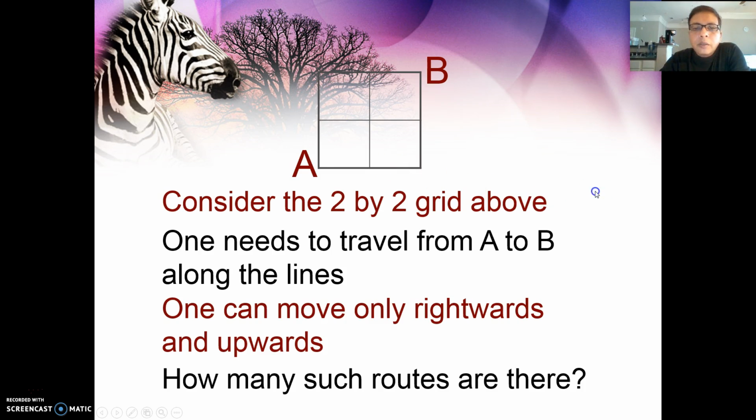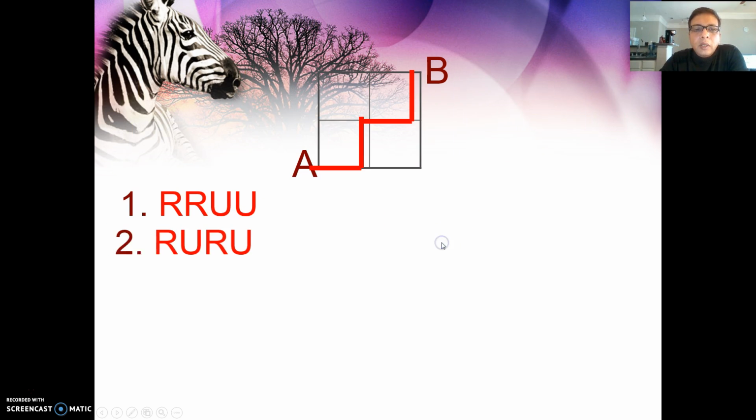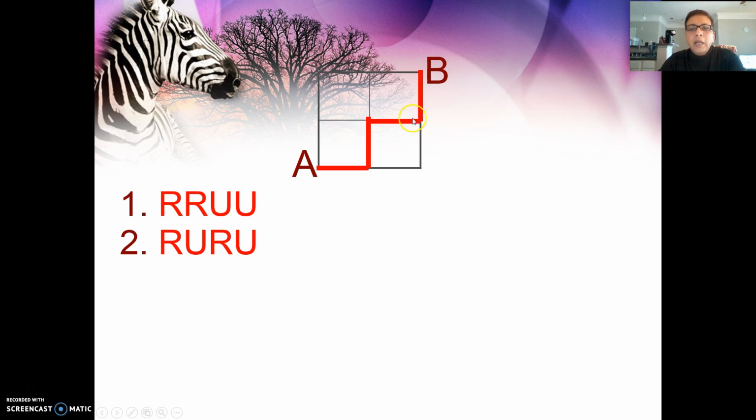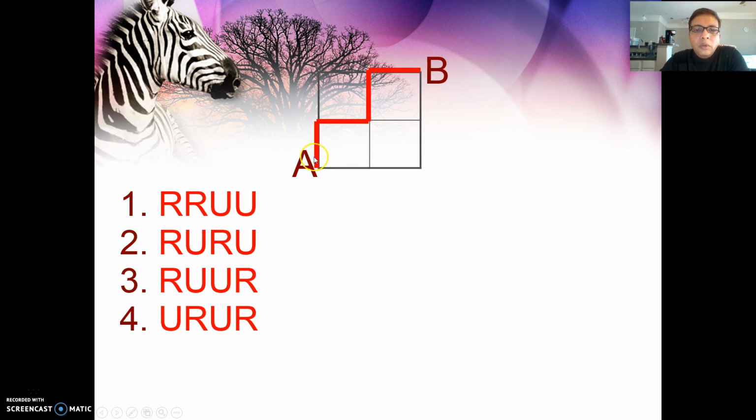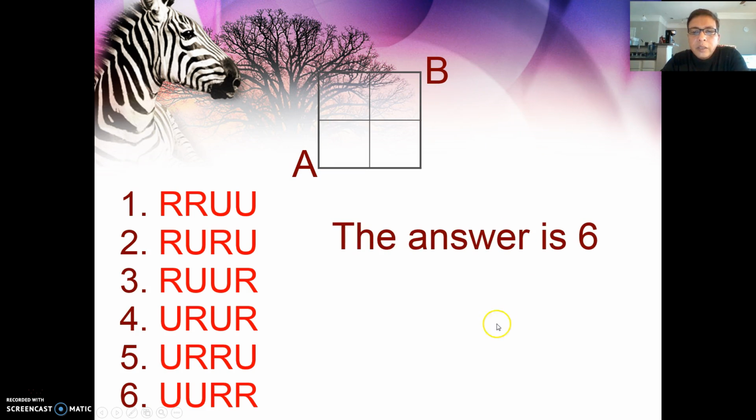So first, let us consider the complete enumeration. One route is right, up, up. So that is one route. Then another route is right, up, up. Third route is right, up, right. Fourth route is up, right. Fifth route is up, right, up. And the sixth route, the final route, is up, right. So the answer is 6.